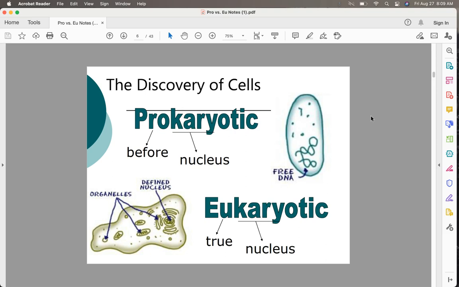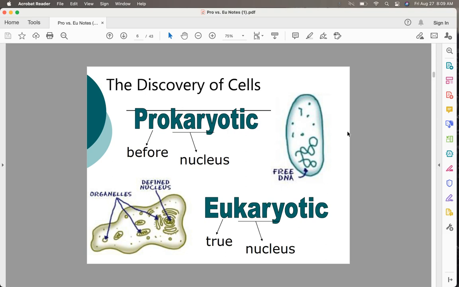As you can see, there's a picture here of a prokaryotic cell. It's very simple, okay? This is just a little oval shape. It's got a few things floating around in it. Most likely those are ribosomes, okay? And then it has free floating DNA because it doesn't have a nucleus. It literally means before the nucleus. So if it came before, then it can't have a nucleus, right? So prokaryotic is before nucleus.